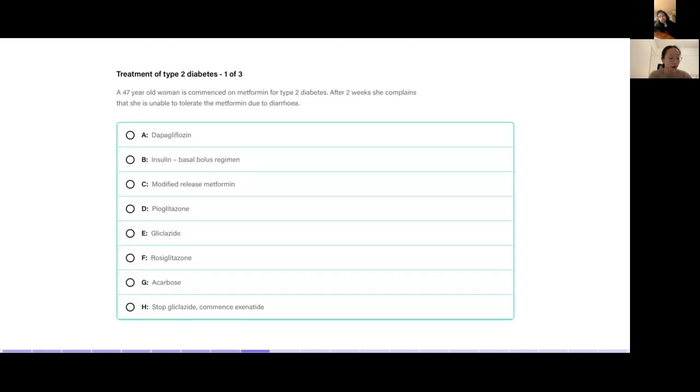Okie dokes. Our next question. A 47-year-old woman is commenced on metformin for type 2 diabetes, so quite similar to the previous question. After 2 weeks, she complains she's unable to tolerate metformin due to diarrhea. What would you do next? So I think most people have got the correct response. The answer is C.